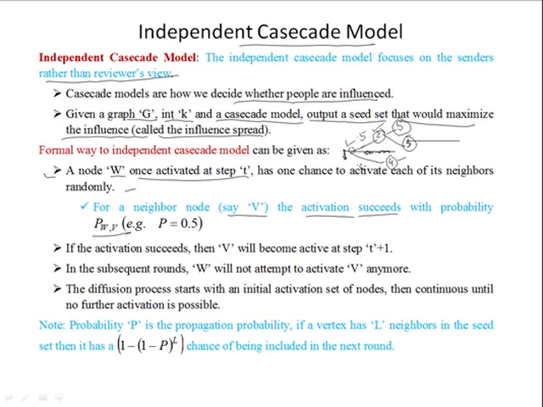If the activation succeeds, then V will become active at step T plus 1. Suppose at step T, node 1 is activated, and at step T plus 1, node 2 gets activated. Then similarly it can spread the activation. Suppose it activates node 3 at time T plus 2, and at the same time node 2 also activates node 5. So with respect to time, we can count the spread of activation.